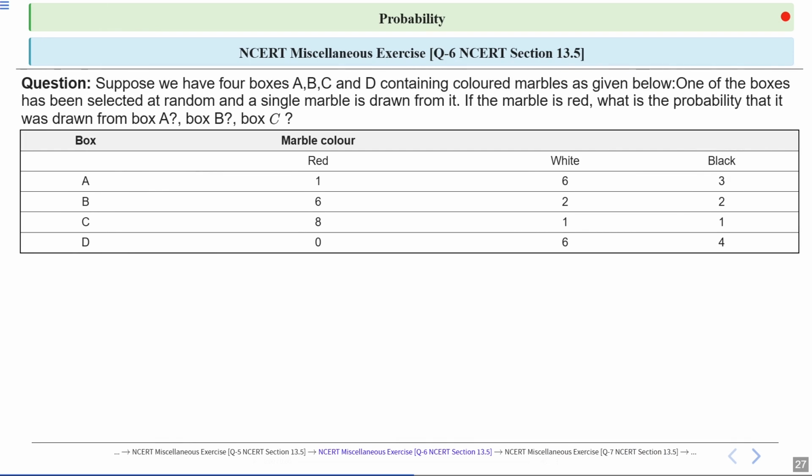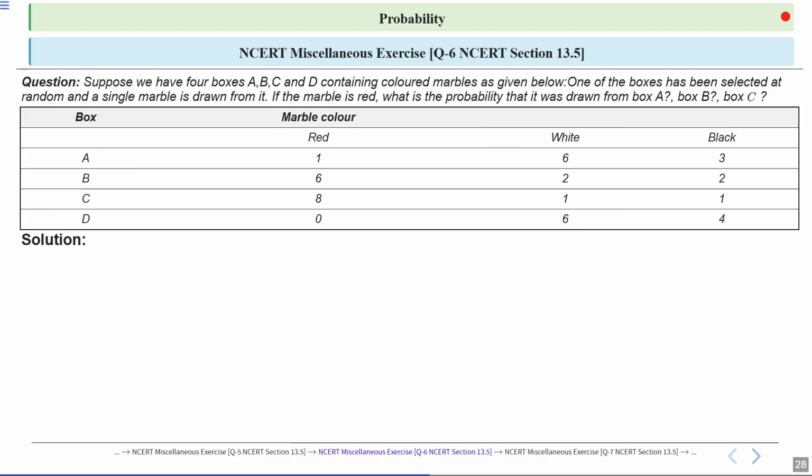In this question, 4 boxes A, B, C and D contain marbles of different colors. One box is chosen at random and a red marble is drawn. So we need to find the probability that the red marble came from box A, box B, or box C. Each box has a different number of red marbles. So the question asks for the probability of the marble coming from each box given that it is red. First of all, try it yourself and then see the solution. So let's start the solution step by step.